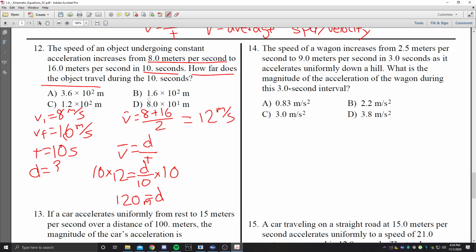All our answer choices are in scientific notation. How do we convert to scientific notation? We want to move our decimal point to the first digit, and we move it 2 spaces, and so we get 1.2 because we moved our decimal over 2 places. So the exponent we have to give our 10 over here is 2. We moved it over 2 places, and so that's our answer.